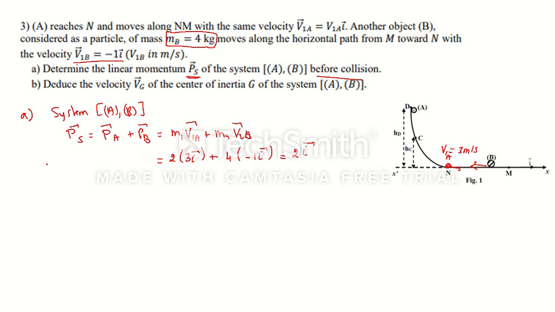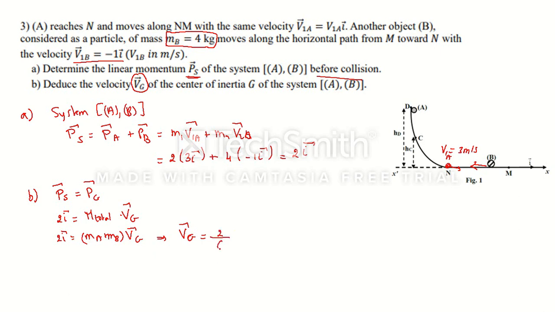Now, part B. In part B, deduce the velocity v of the center of mass of the system. We know that P of the system is equal to P of the center of mass. This means this 2i here is equal to m total times vg. So 2i is equal to ma plus mb times vg, and the question is to find v of the center of mass. This means Vg is equal to 2 over the total mass, so it's 2 over 6i, then it's 1 over 3i, which will be equal to 0.33i.